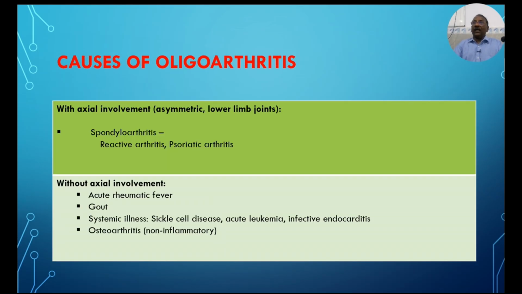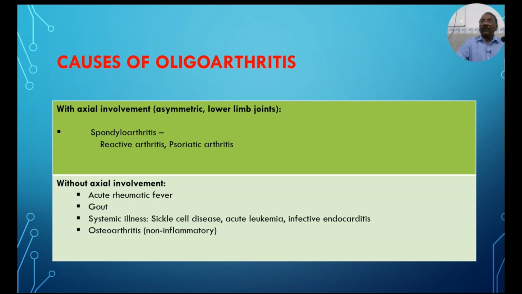What are the causes of oligoarthritis? With axial involvement, it's the asymmetric lower limb joints: spondyloarthritis, reactive arthritis, psoriatic arthritis. Axial involvement means your spine involvement. So they also have backache or neck pain or thoracic pains, etc. So it could be psoriatic arthritis, as I told you, presenting as a monoarthritis or systemic.